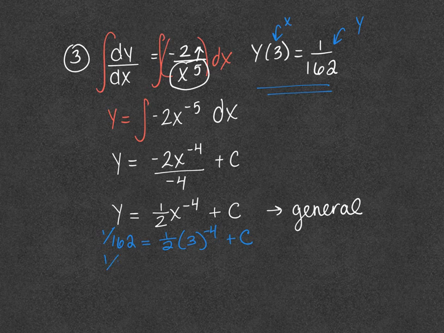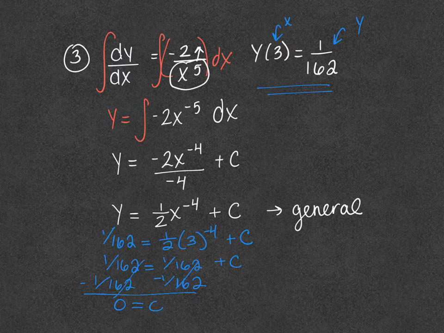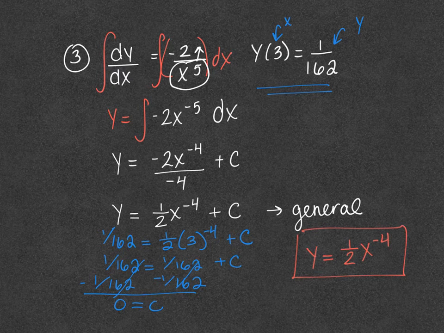So you should get the left side is 1 over 162. The right side is actually the same thing, 1 over 162, and then plus c. And when you subtract 1 over 162 on both sides, you should get that c is equal to 0. So our final answer here is y equals 1/2 x to the negative 4, and then plus nothing. So that is my original equation that would have this as my derivative.